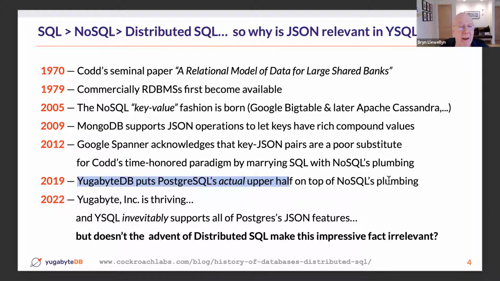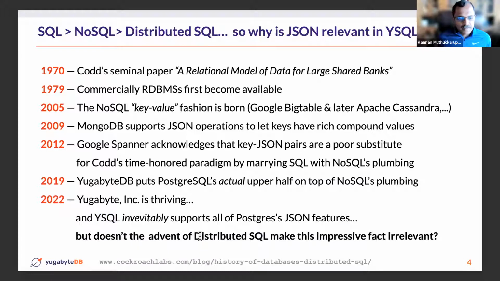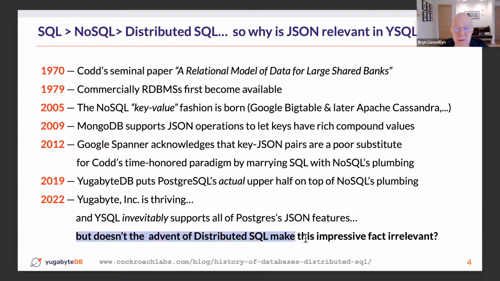You've heard that a million times. Now we're today, Yugabyte Inc., as I'm sure you've noticed, is thriving, and YSQL, its SQL subsystem, inevitably supports all that because of the code adoption principle. So the dilemma is this. That's why I went through the whole story of the history. Doesn't this lot make the fact that we've got JSON features irrelevant? So I'm going to address that theme.